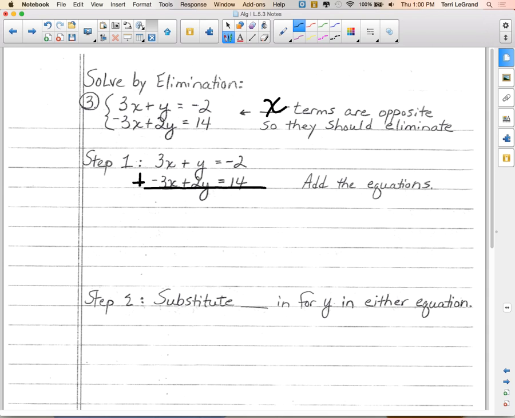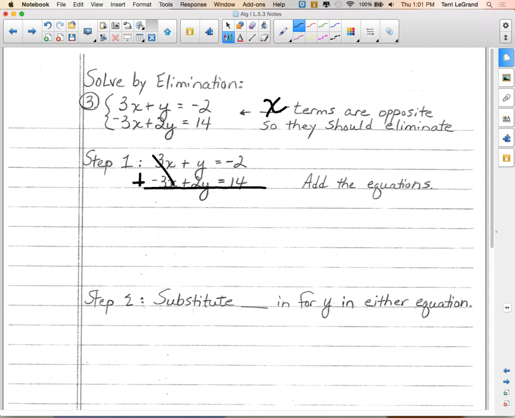What happens when we add 3x to negative 3x? We get 0. So you know what? Just do that. They cancel each other out. They're gone. You can put 0x there or 0 if you want. Doesn't hurt. But in reality, they kind of just take care of each other, don't they?